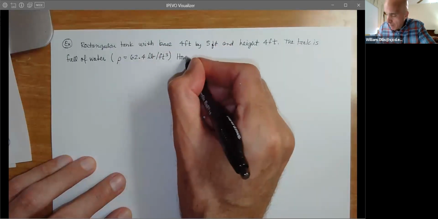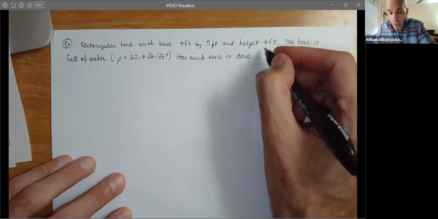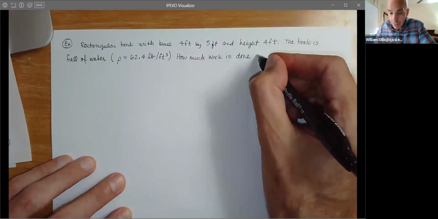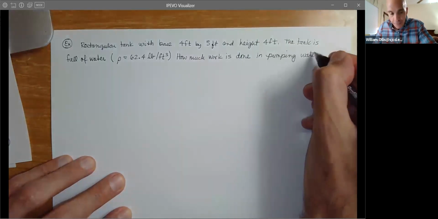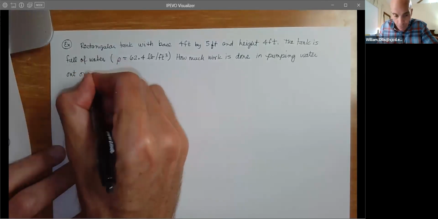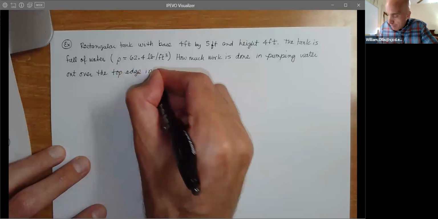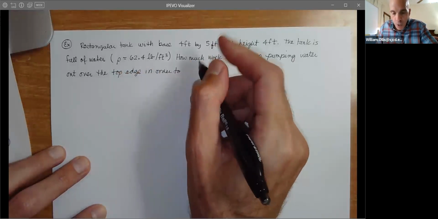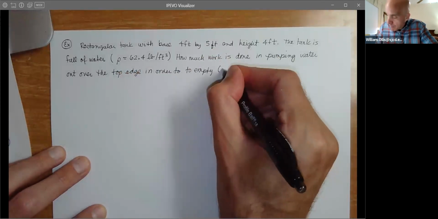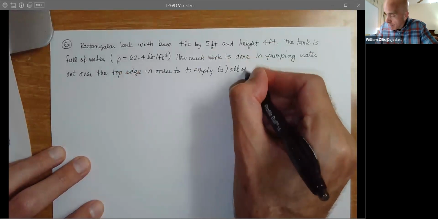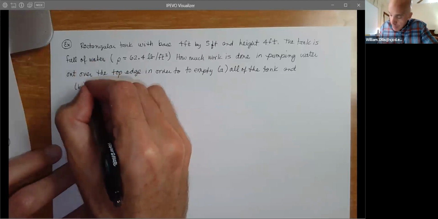So how much work is done in pumping water out over the top edge in order to empty, let's do this, A, all of the tank, and B, half of the tank?